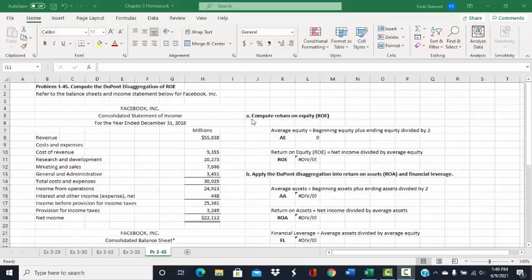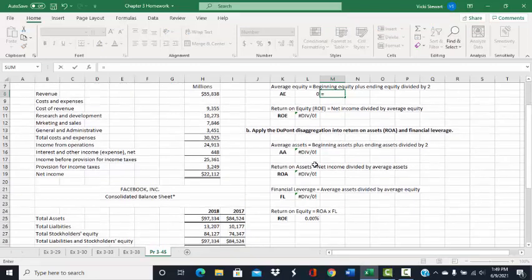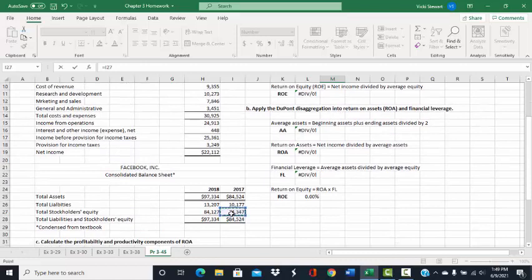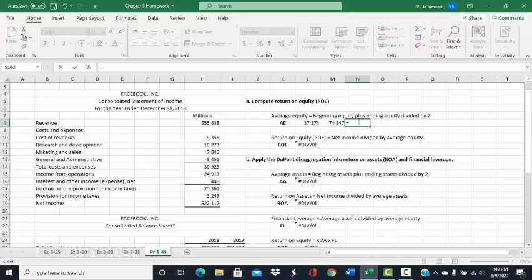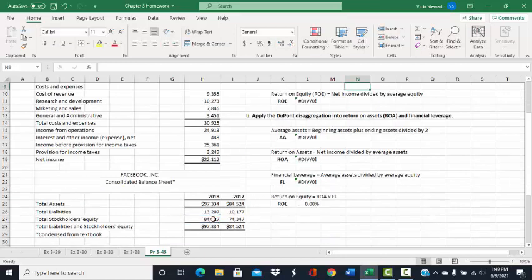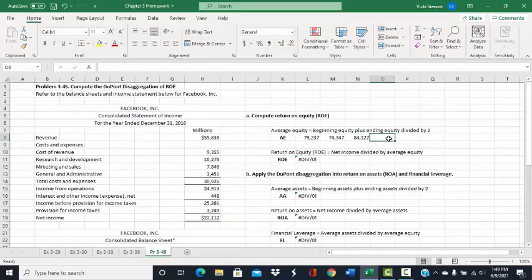The first part of the problem states compute return on equity. So before we compute the return on equity, we're going to determine what the average equity is. So we're going to need that for our calculation. So we're going to take our beginning stockholders' equity and our ending stockholders' equity. And we're going to divide that by 2, and that gives us average equity.